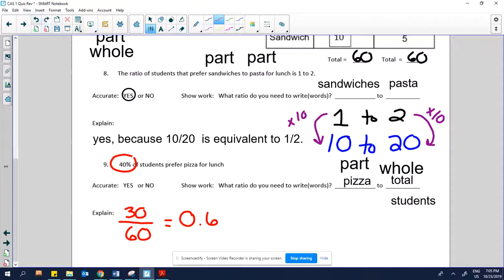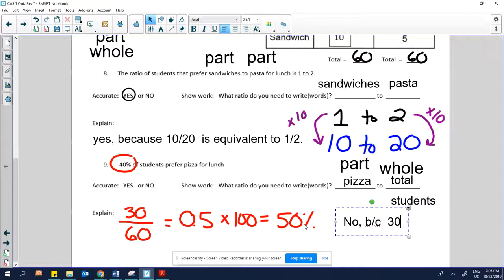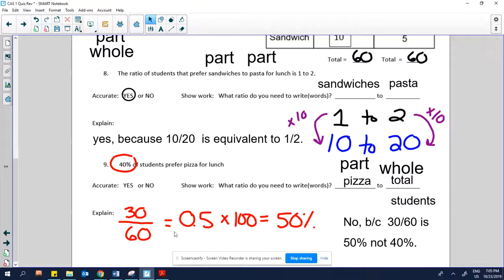Nope, I lied to you. Oh my gosh. 30 divided by 60 is 0.5. Change that to a percent. Times 100. 50%. So you would have to say no, because 30 divided by 60 is 50%, not 40%. And that would be a totally fine explanation, especially if you have this work over here to back it up.